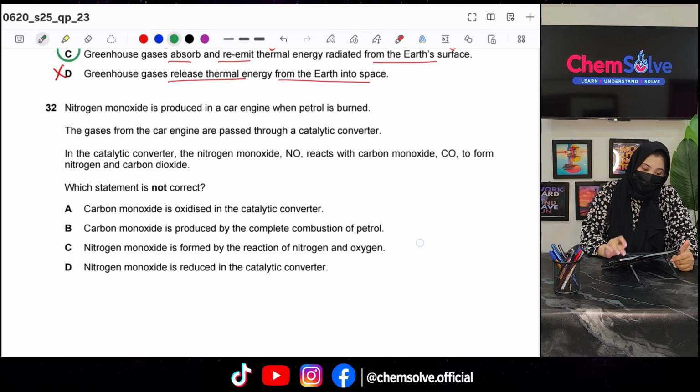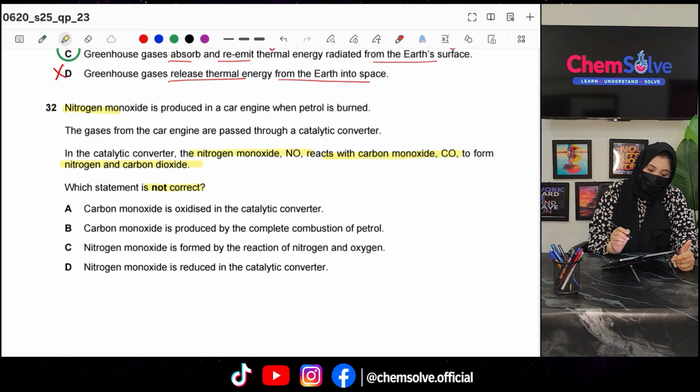Question number 32. Nitrogen monoxide is produced in the car engine when petrol is burned. The gases from the car engine are passed through the catalytic converter. In the catalytic converter, nitrogen monoxide reacts with carbon monoxide to form nitrogen and carbon dioxide. So which option is the correct one?